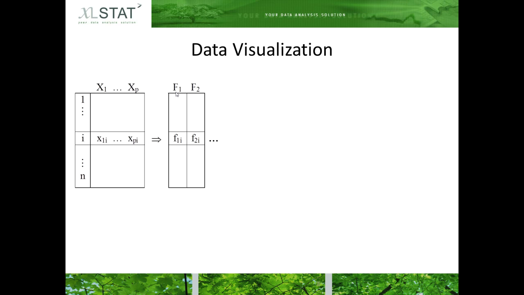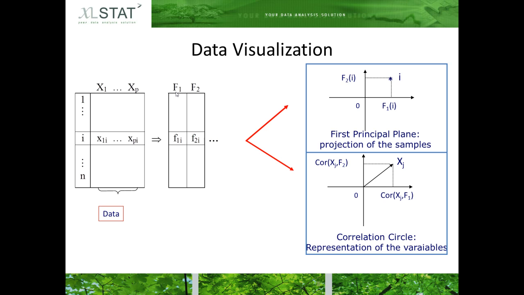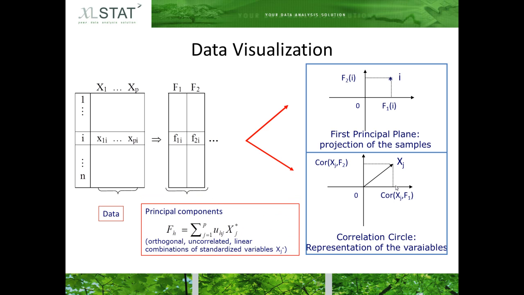So if we go back to PCA, we have the matrix X, and then we change the variable space into factors. So then we can look at the samples in a new variable space that is defined by the factors. So here we have factor 1 and factor 2, which is the first principal plane. And then we can look at the correlation between the variables and the factors. So the principal components, or factors, are orthogonal, uncorrelated, and are also a linear combination of the standardized variables X, so the original variables.